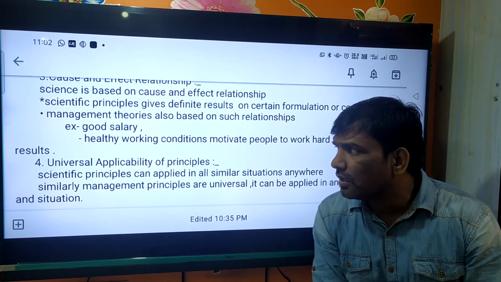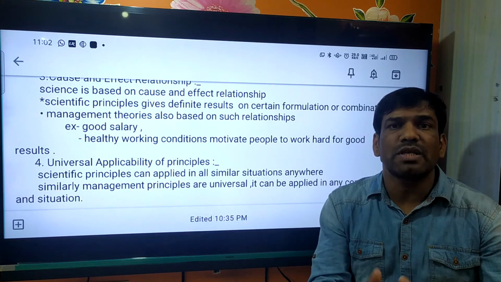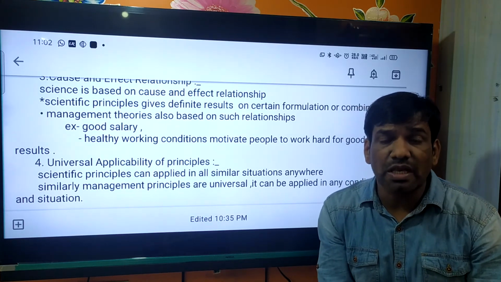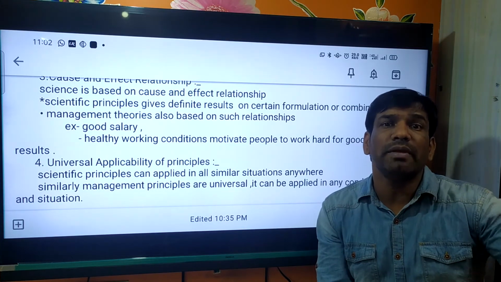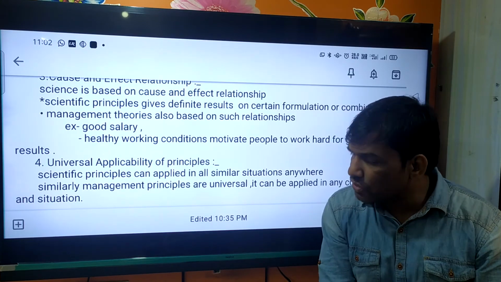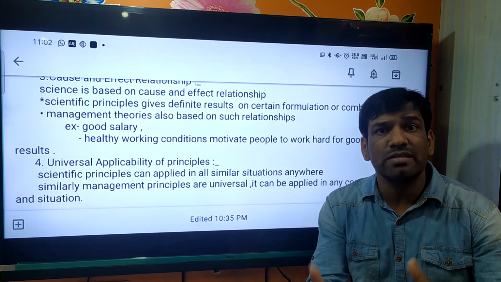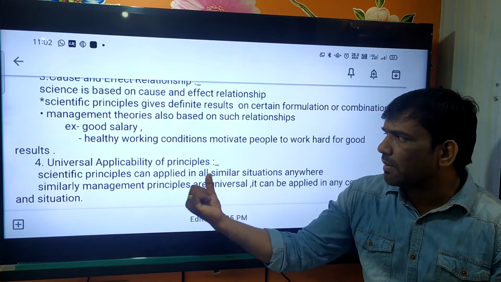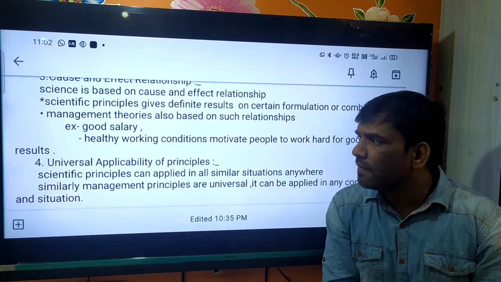Universal applicability of principles. The scientific principles are universally applicable. आप साइंस के प्रिंसिपल दुनिया में कहीं पे भी अप्लाई करो, you will get the definite results. मतलब एप्पल आप इंडिया में ऊपर फेंकोगे तो नीचे आएगा, बॉल है आप अमेरिका में ऊपर फेंकोगे तो वो भी नीचे ही आएगा. That is Newton's law of motion, which is a scientific principle based on certain experiments and theories. Like that, the scientific principles can be applied in similar situations anywhere. आप दुनिया में कहीं पे भी साइंस के प्रिंसिपल अप्लाई कर सकते हो.